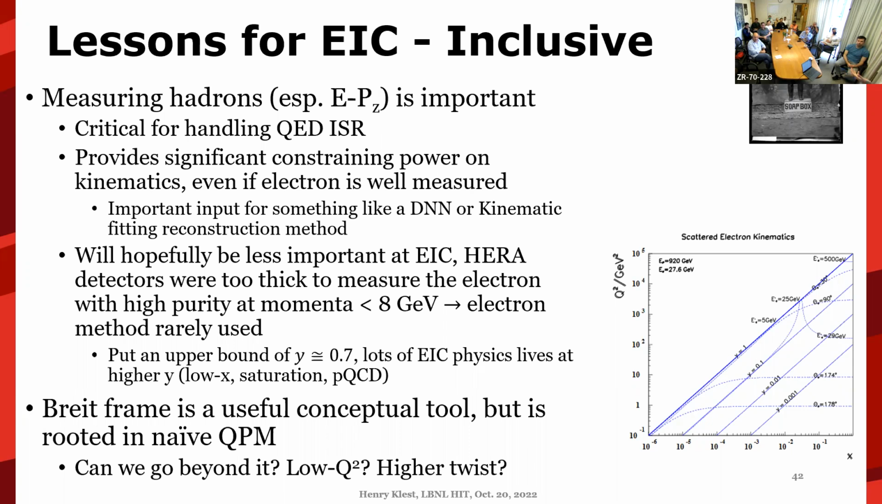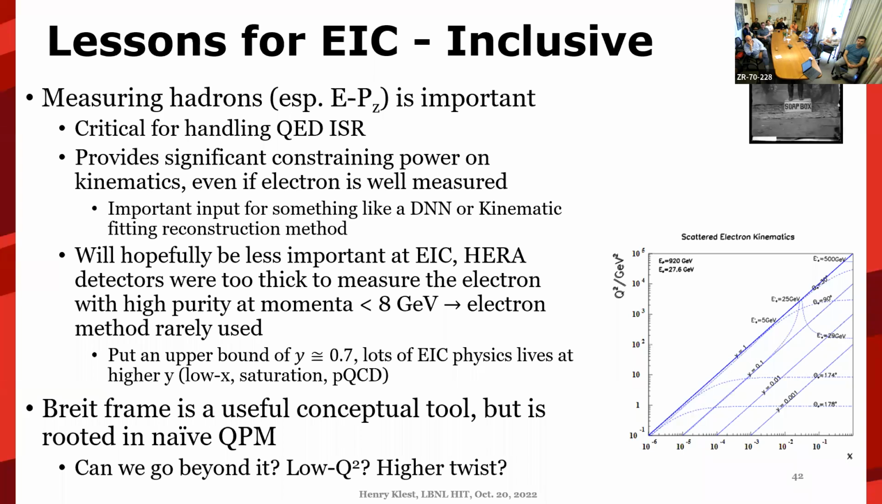Because even if you have the electron well measured, you can still misreconstruct the kinematics if you don't have additional information to help you know when there was an initial state radiating photon. And also, if you're trying to do something fancy like a deep neural net or some kind of kinematic fitting, having this complementary information is really vital. Hopefully, it'll be a little less important than it was at HERA. At HERA it was extremely important because it was extremely difficult for them to reconstruct the scattered electron if it was below 8 GeV.